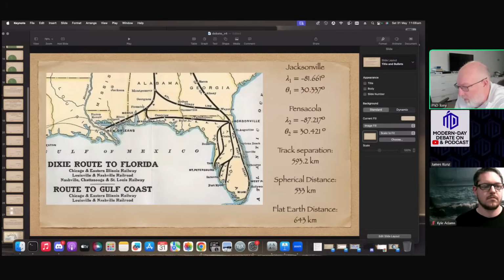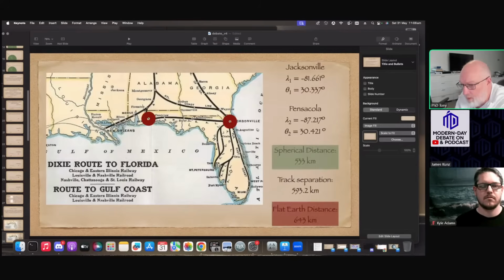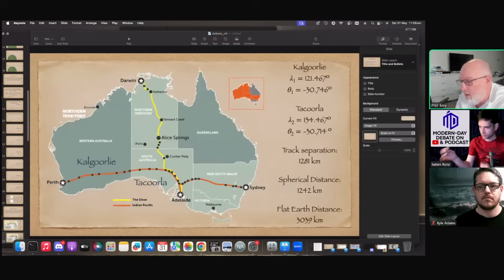We will start with Pensacola and Jacksonville, the two points highlighted here. The spherical distance between these is 533 kilometers. There turns out to be a railway track whose track separation is 593 kilometers. The flat Earth distance is larger than the track separation. This is physically impossible. Therefore, the planar Earth has been contradicted. It cannot be the case that the Earth is approximately planar.